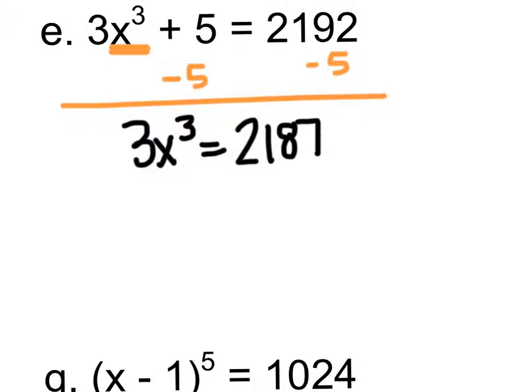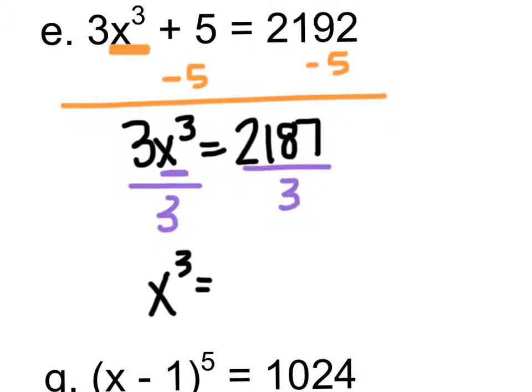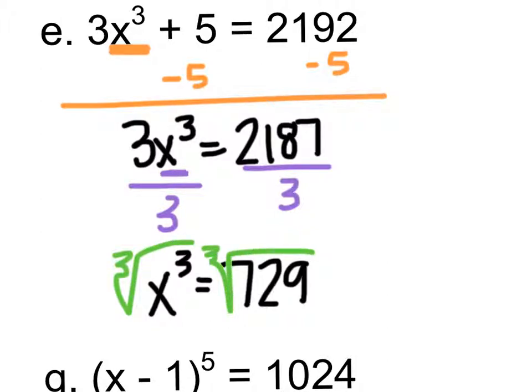When we subtract 5, we get 3x to the third equals 2187. So then the next thing we would want to do if we were trying to get x to the third by itself would be divide by 3 on both sides. So then x to the third equals 729. And finally, to undo the exponent, we're going to take the third root on both sides. And the third root of 729 is 9.